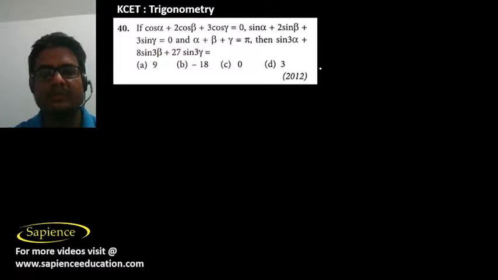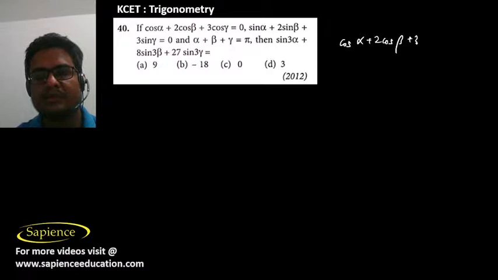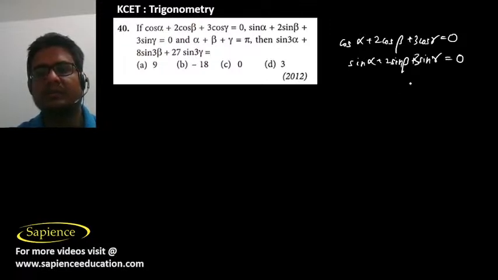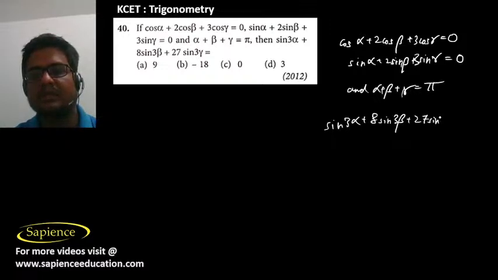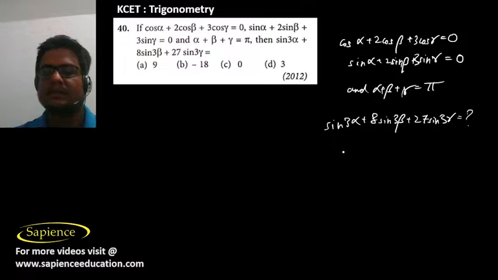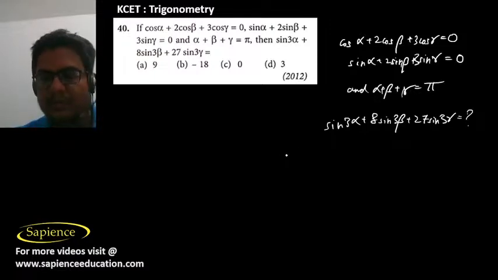Then question number 40. It is told that cos alpha plus 2 cos beta plus 3 cos gamma is equal to 0, and sine alpha plus 2 sine beta plus 3 sine gamma is equal to 0, and alpha plus beta plus gamma is equal to pi. Then sine 3 alpha plus 8 sine 3 beta plus 27 sine 3 gamma is equal to how much?